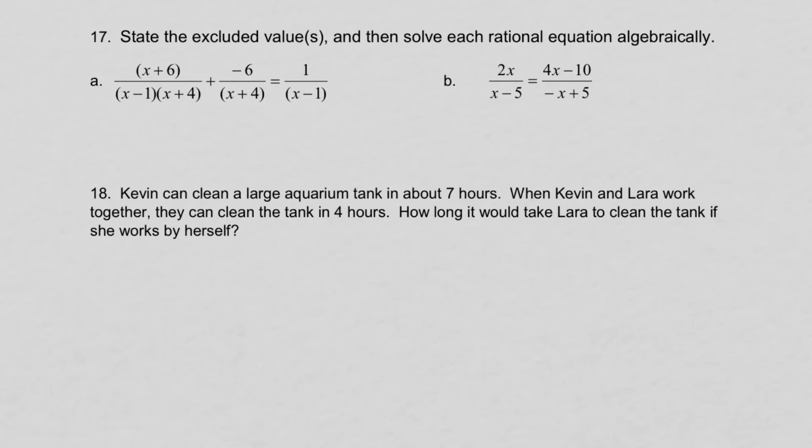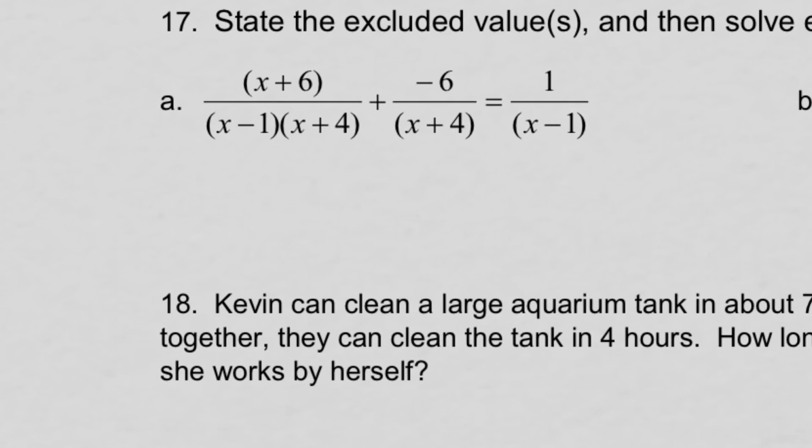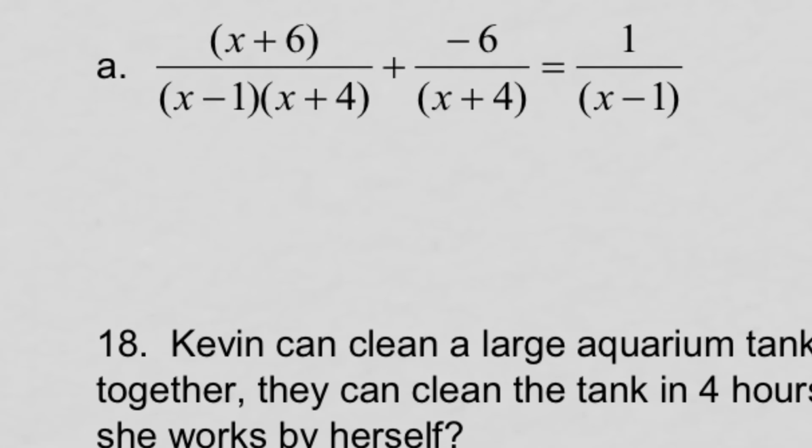17. State the excluded values and then solve each rational equation algebraically. Alright, let's do it. Let's go to A. First, I'm going to find the excluded values. Pretty easy since it's already factored for me. That means that the first one is going to be 1. That's excluded. Also negative 4.